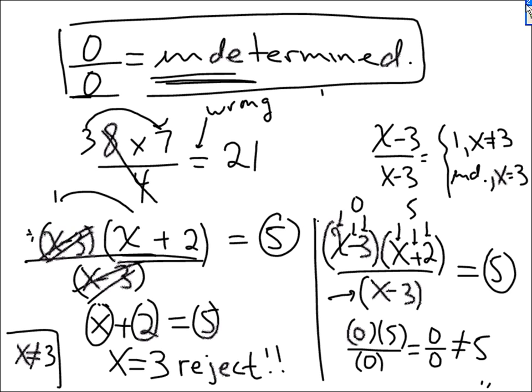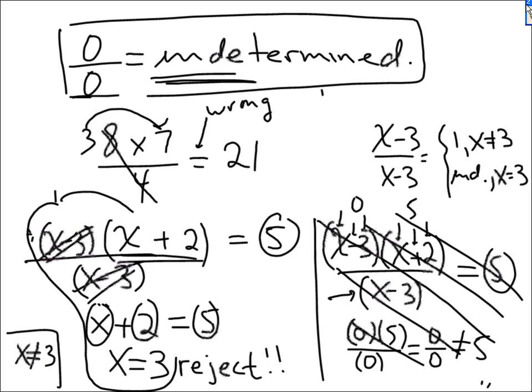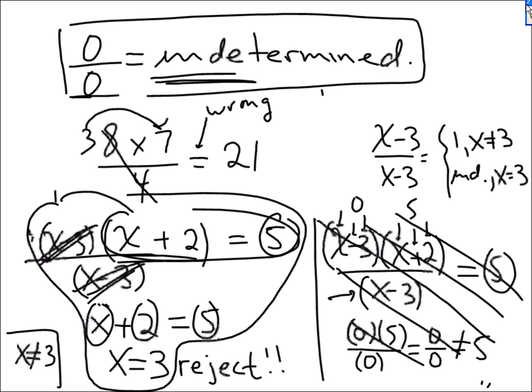That way, I don't even have to check my work. The instant I claim I'm done, I do everything here, I cross this out, and I get x plus 2 equals 5, which is this equation right here. And I say x is 3.